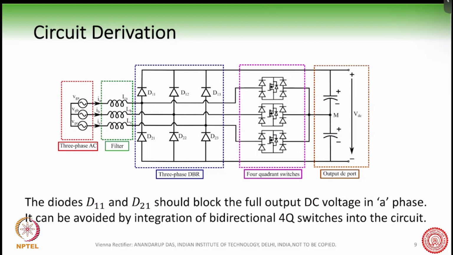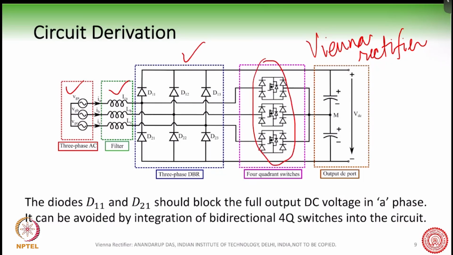This format of the Vienna rectifier is actually quite popular. Okay, there is another format. I will show it in the next slide, but you can understand that this converter looks very familiar, and it is actually pretty straightforward because we have the diode bridge rectifiers here, inductors and AC, and in addition, we have these four quadrant switches present.